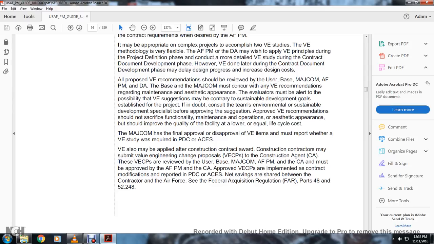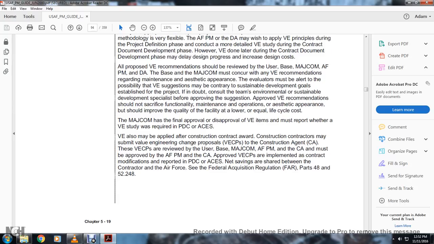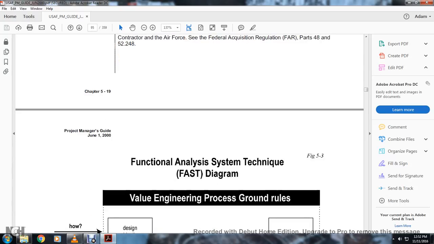The value engineering change proposal is reviewed by the U.S. Army-based MAJCOM, the Air Force program manager, and the construction agent, and must be approved by Air Force management. The construction agent approves the value engineering change proposal and implements it in contract modifications, reported in PDC and ACES. Net savings are shared between the contractor and the Air Force under Federal Acquisition Regulation Parts 48 and 52.248.